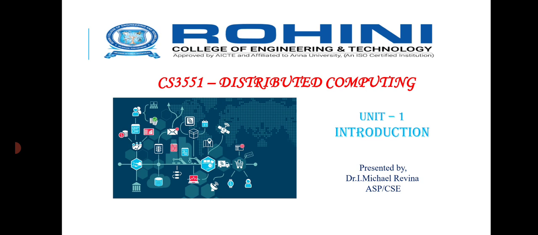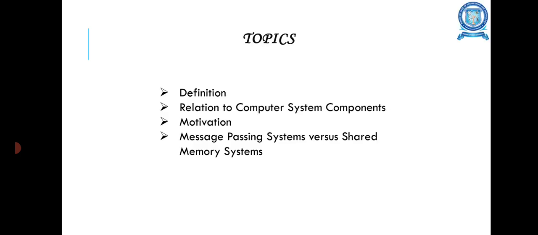The subject is CS 3551 Distributed Computing. The first unit is Introduction. The topics are: definition of distributed computing, then relation to computer system components, then motivation for the distributed system, then message passing systems versus shared memory systems.